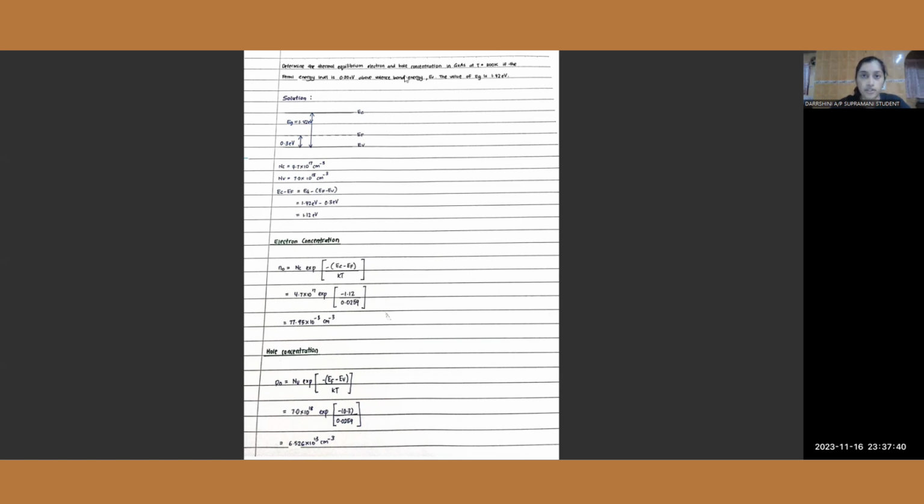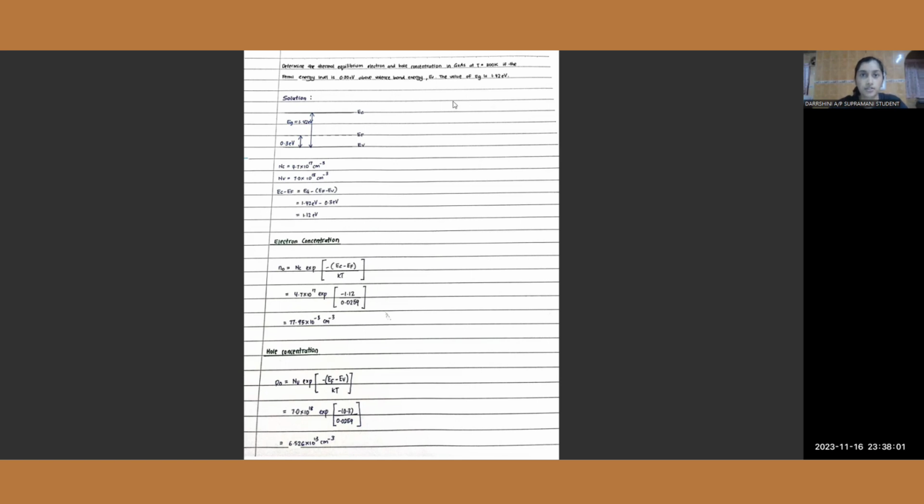The topic given for us is thermal equilibrium electron and hole concentration for intrinsic semiconductor from chapter 3. So the question for today is to determine the thermal equilibrium electron and hole concentration in gallium arsenide at T equal to 300 Kelvin, if the Fermi energy level is 0.30 eV above the valence band energy. The value of Eg is 1.42 eV.